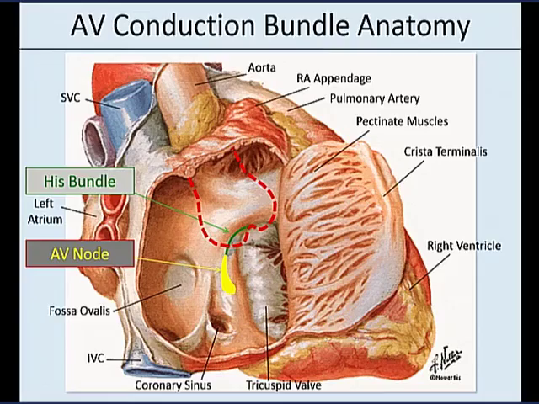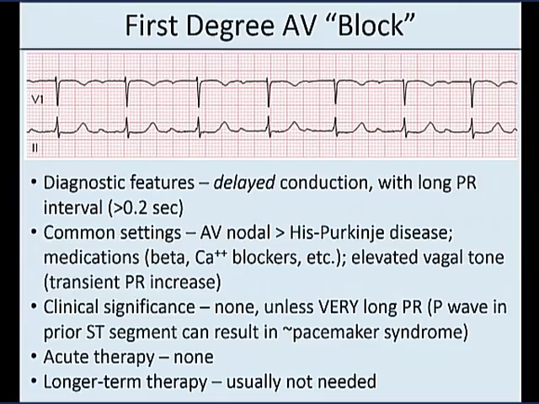But the relevance here is, as we'll see in a couple of minutes, first starting off with this first degree AV so-called block. It's not really block. Everything eventually gets to where it needs to be. But the standard definition is something that's greater than 1 big box on the ECG, 0.2 of a second. Common settings for this are far, far, far more in the AV node than the His-Purkinje system. The longer this interval is, the less likely it is to be a His-Purkinje problem. You can have a lot of delay in the AV node.